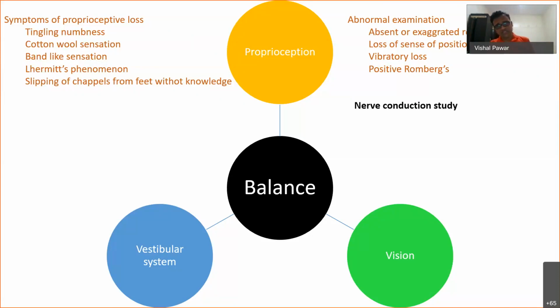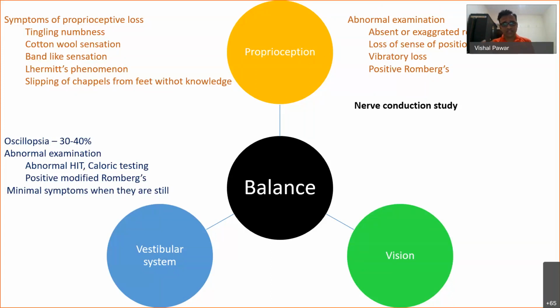A nerve conduction study can be performed to check, but again I will say, if we do a nerve conduction study without having any hypothesis in mind, it might show some abnormalities and we might wrongly correlate them. A similar thing can happen with VHITs also. So patients with vestibular loss have oscillopsia in 30 to 40% of cases, abnormal examination, and VHIT is a very important study to check for the vestibular loss.